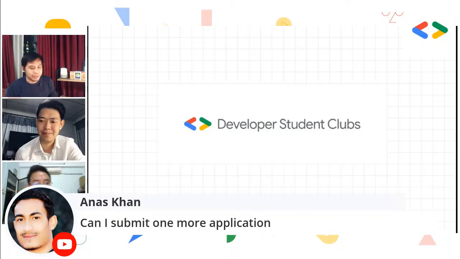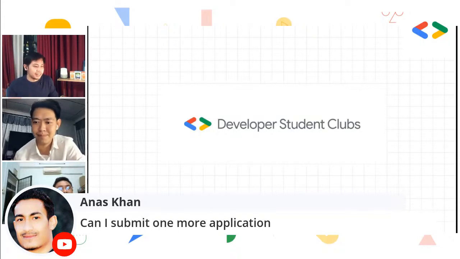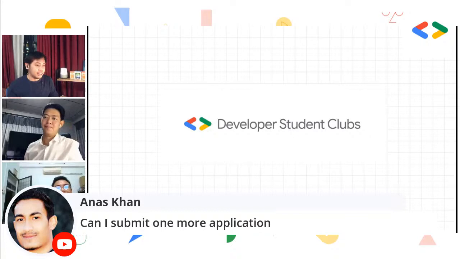Can I submit one more application? Yes, you can. If you feel the other submission that you have is not enough, or you had some errors there that you want to correct, or you want to add more information on your application, yes, you can, Anas.